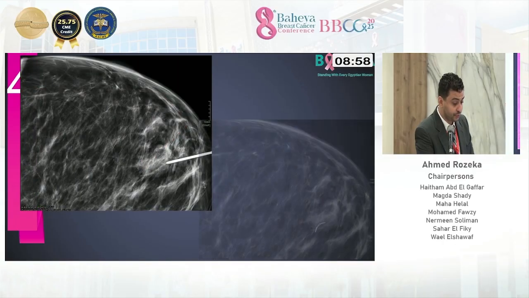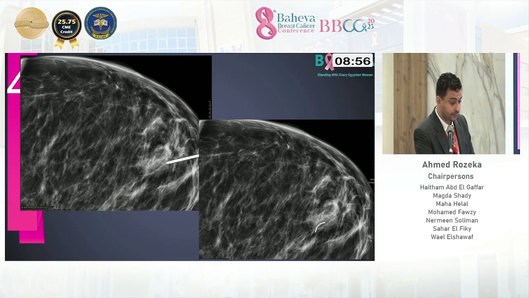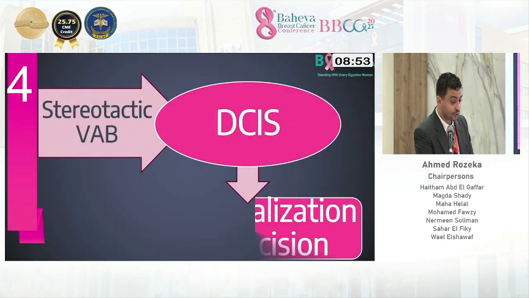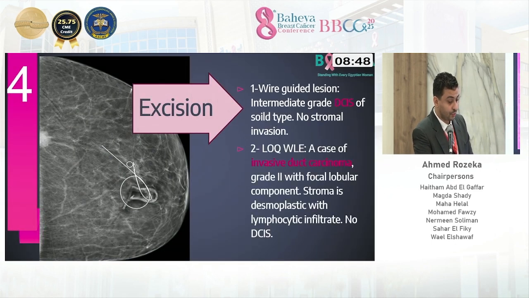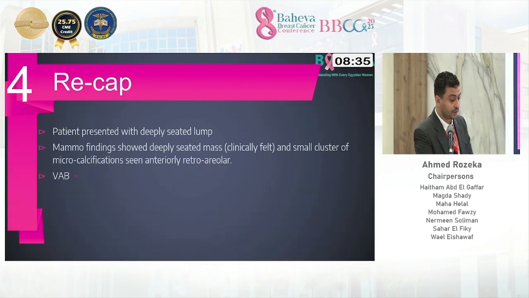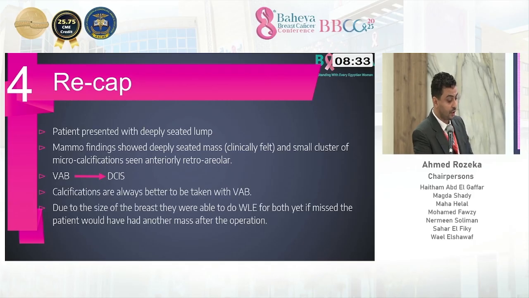And obviously, because we removed it completely, we put a clip, and it turned out to be DCIS. And we did wire localization excision. So when we excised the wire-guided lesion, that was the anterior lesion, it confirmed the diagnosis of DCIS, and obviously the lesion in the back was invasive duct carcinoma. So in this case, the patient did two wire localizations instead of missing the other lesion or incorrectly diagnosing it by taking true cut biopsy and then having it develop a mass later on.